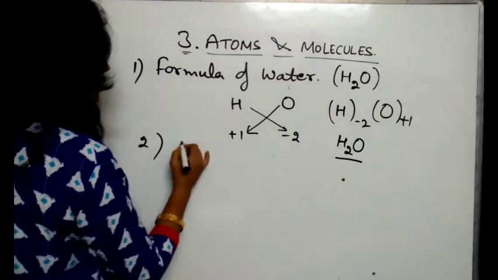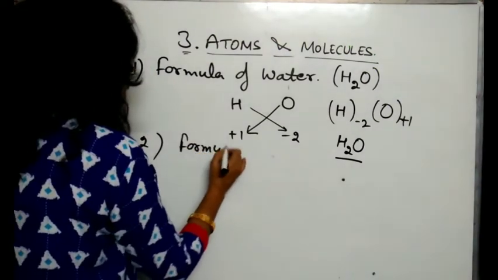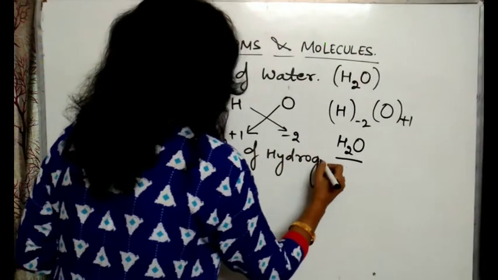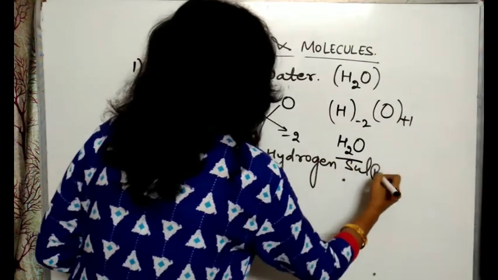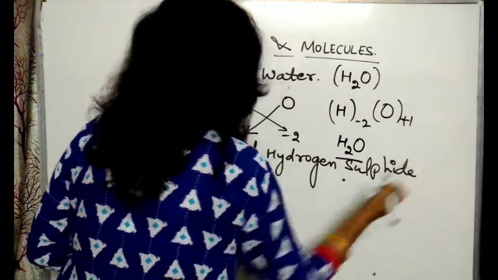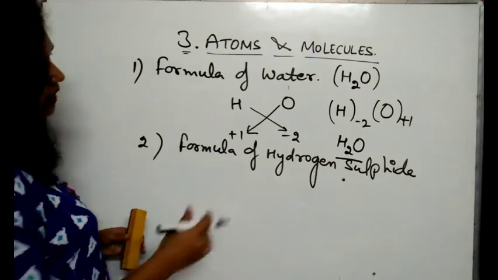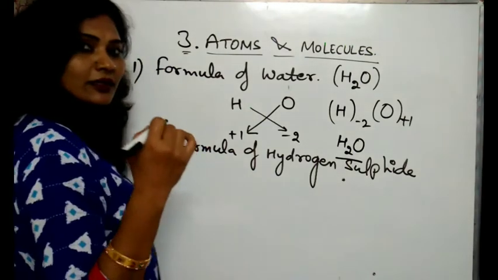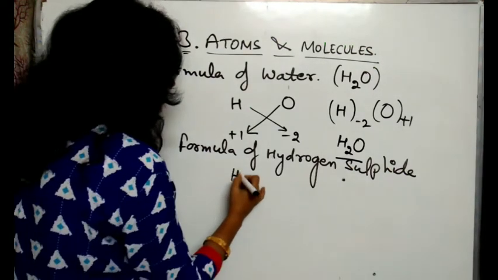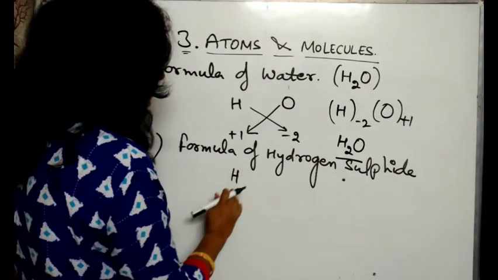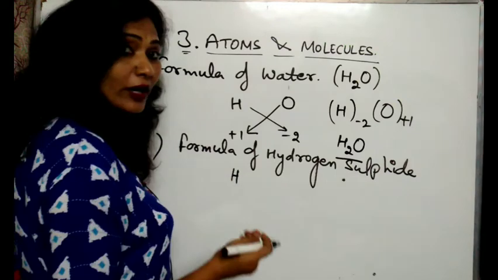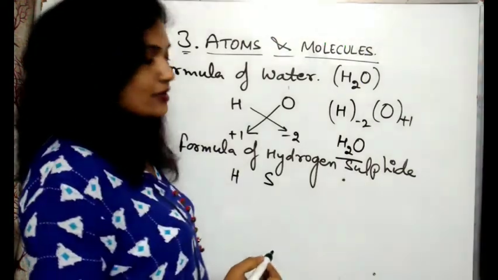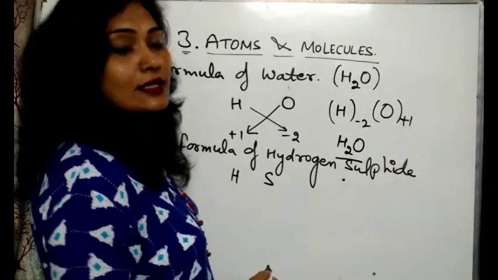Next we can write the formula of hydrogen sulfide. How will we write the formula of hydrogen sulfide? You know that H is the symbol of hydrogen, and S is the symbol for sulfur.